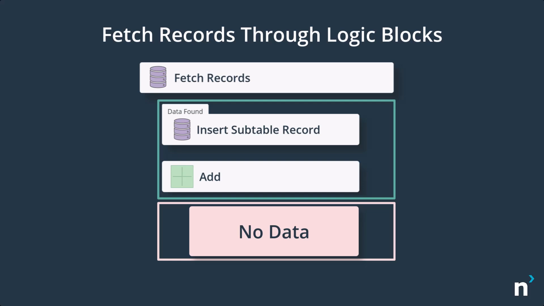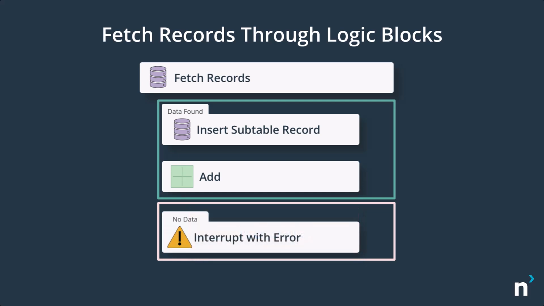The No Data section of the logic block is used to configure the actions to run if either or both expressions from the Fetch Records step are not satisfied. Interrupt with Error action. For this example, when no data is returned, an error message will be displayed.